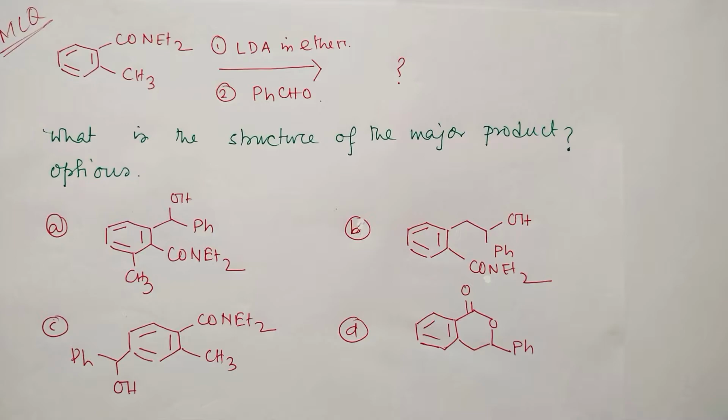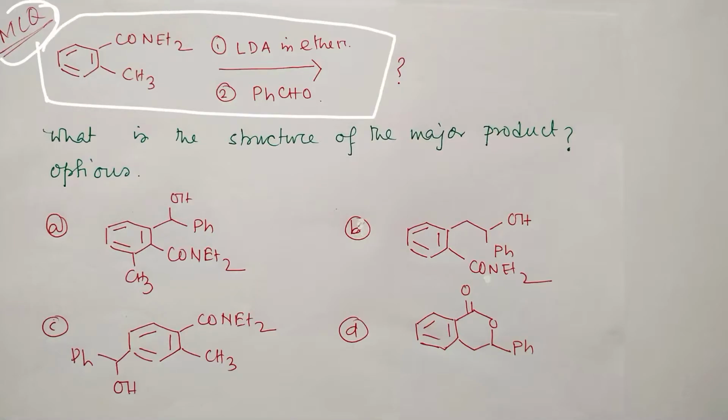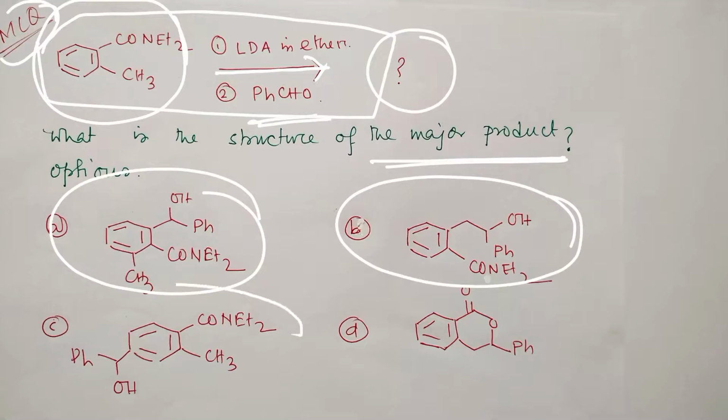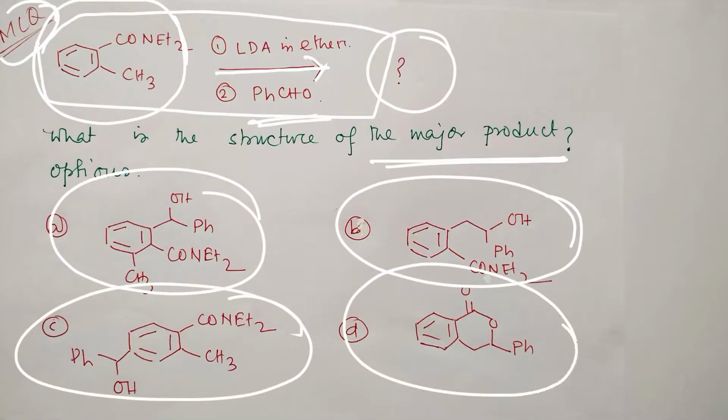So today I shall discuss a multiple choice question and the question is in front of you. Reaction of this moiety, first in the first step LDA in dry ether, not, it is anhydrous ether, and second step benzaldehyde. What is the product? So the question is what is the structure of the major product. In order to find out the answer, 4 options are provided in front of you and one of them is the correct answer. So you have to find out the correct answer.